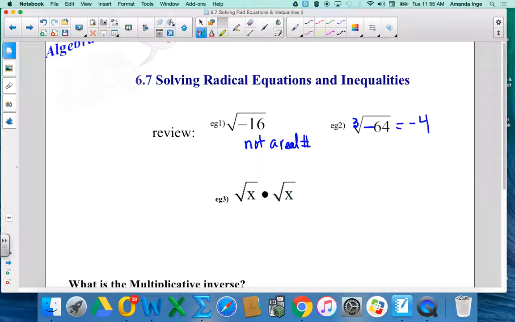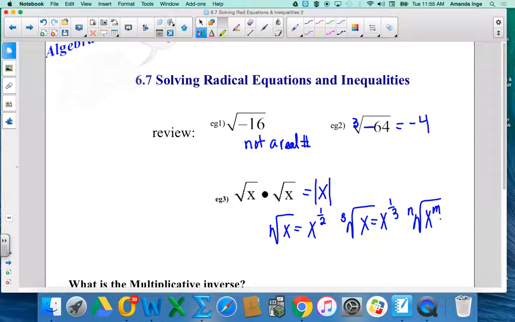Also, I'll remind you that the square root of x times the square root of x is equal to x. Absolute value of x. Also, remember that the square root of x is equal to x to the 1/2 power. Cube root of x is equal to x to the 1/3 power, or the nth root of x to the m is equal to x to the m over n. Okay?